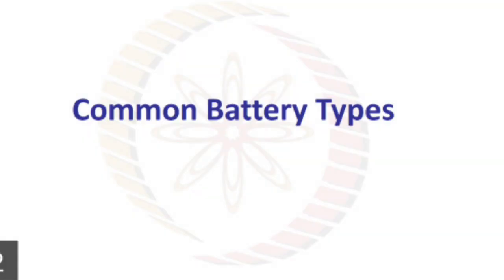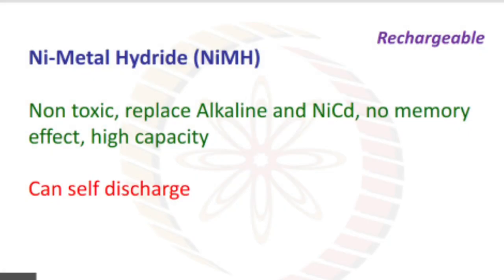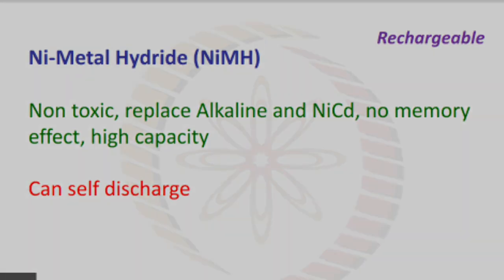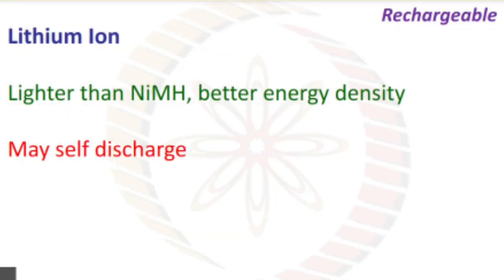There are some common types of batteries, that is the prismatic cell. This is the lead acid battery. It is rechargeable, high current density and toxic. There is nickel metal hydride. It is also rechargeable, non-toxic, replaces alkaline and NiCd, no memory effect, high capacity and can self-discharge. There is nickel cadmium. It is rechargeable, high life cycle, reliable, lower capacity than NiMH, toxic and has memory effect. There is lithium ion. It is also rechargeable, lighter than NiMH, better energy density, may self-discharge.